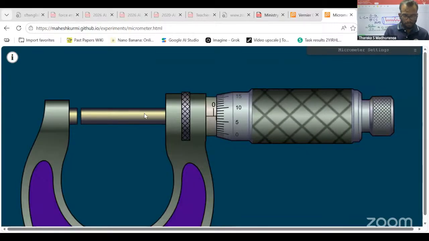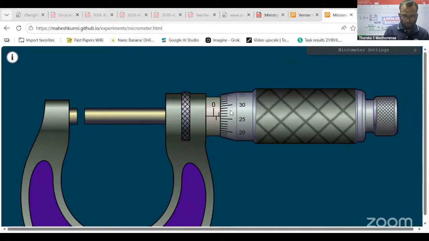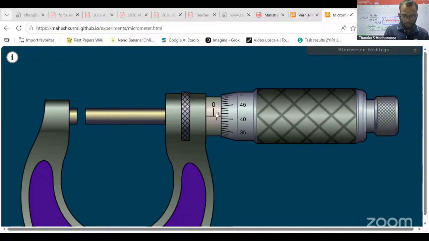This part is a spindle, and this is the linear scale or main scale. This is a linear scale. This is a circular scale, thimble and thimble head or ratchet, and this one is the frame. All the components are connected to the instrument by this frame.